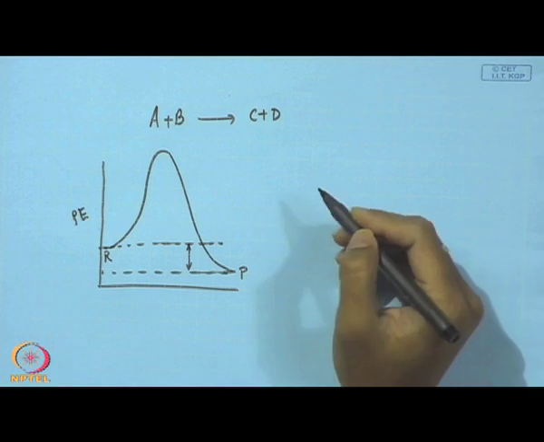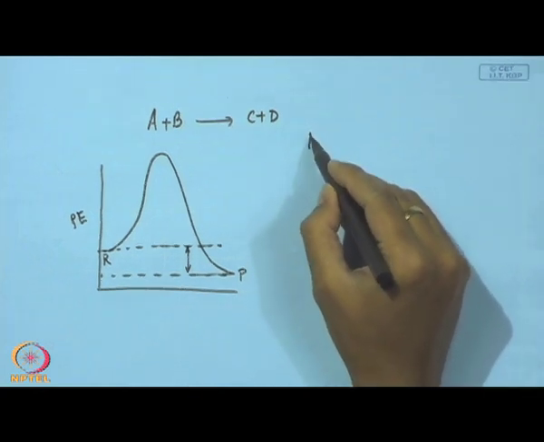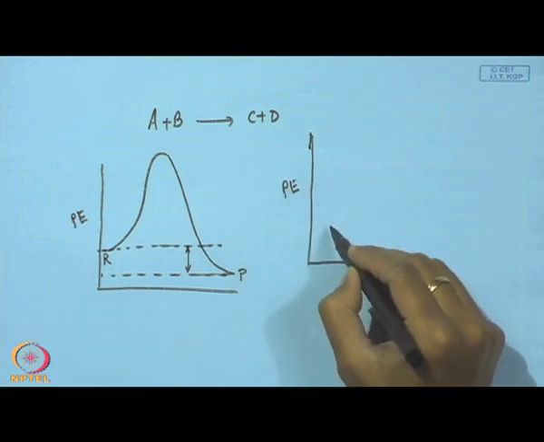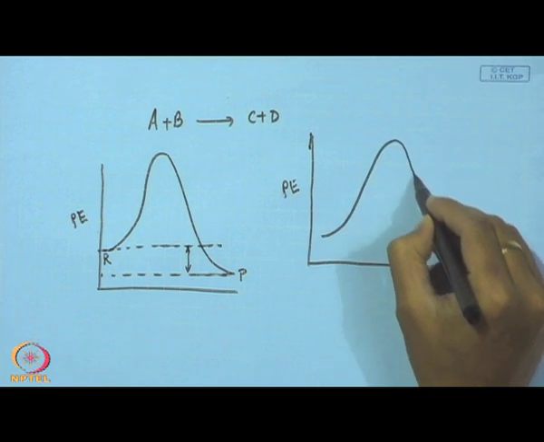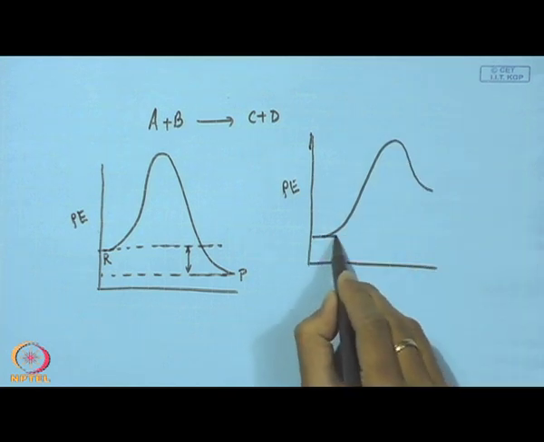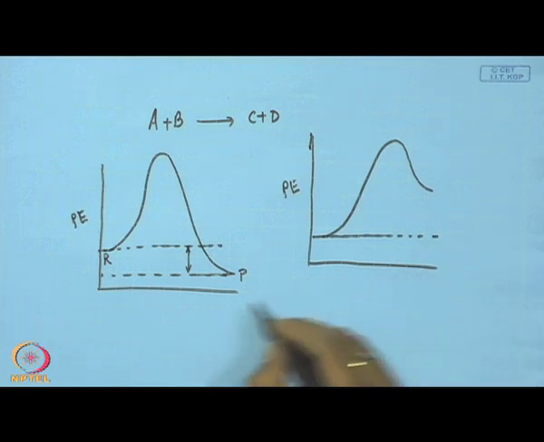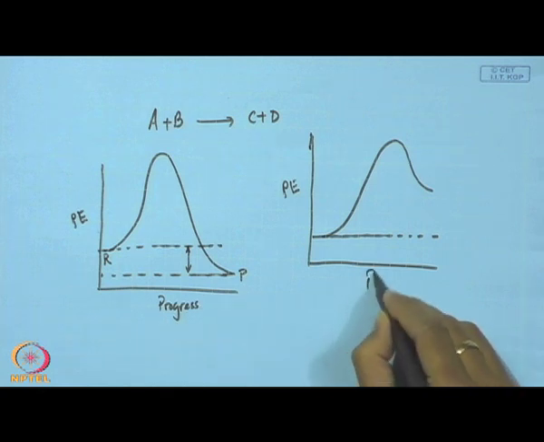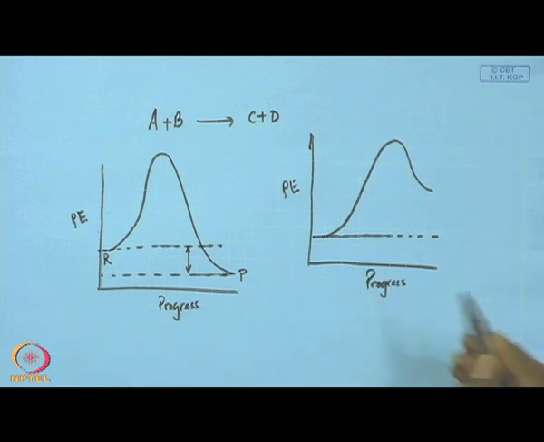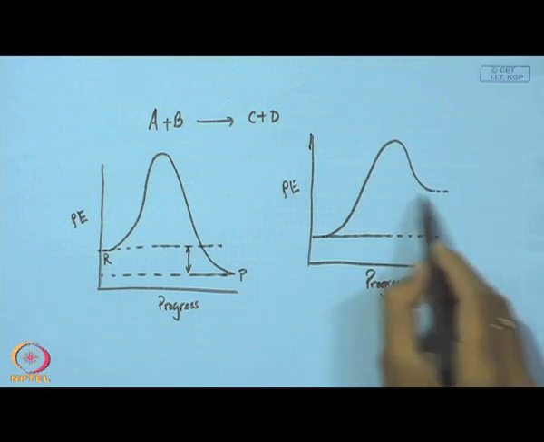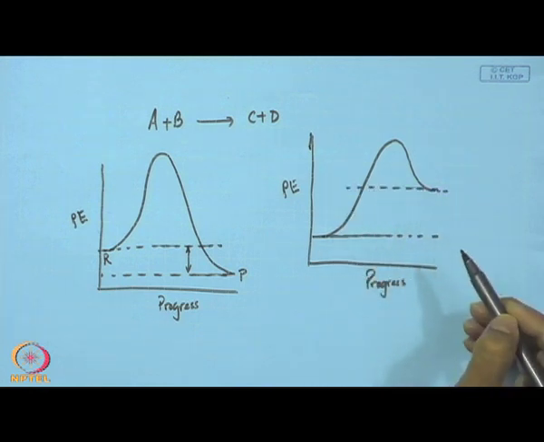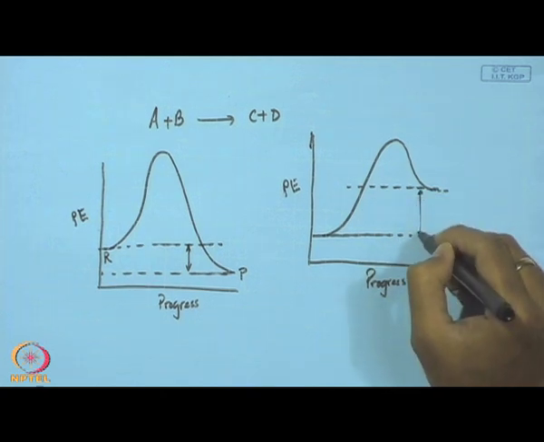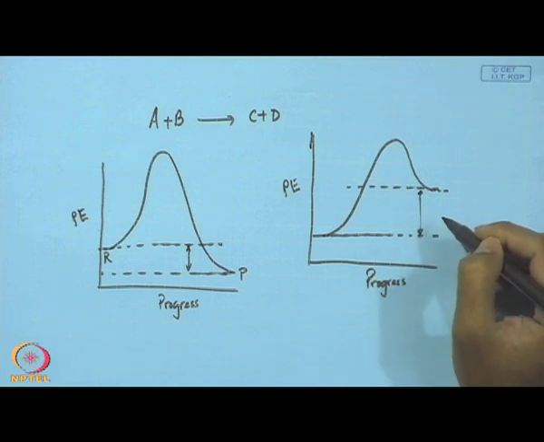And in case of your endothermic process, it is something like this: potential energy, your reactant side is here and the product side is here. That means you have started with a lower energy, this is the progress of reaction, and here you are ending up in a higher energy state. That means you need to put in this extra amount of energy and that will be taken from your system. So, the system will be cooled down.